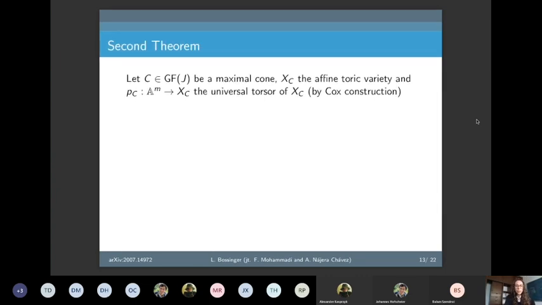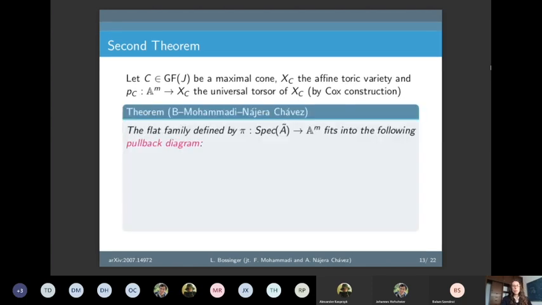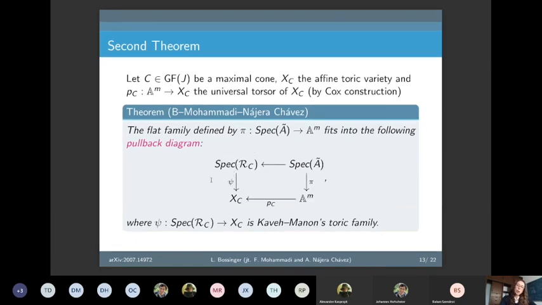So in the same situation as before, C is still our maximal cone, XC is the toric variety, and PC denotes the morphism from the affine space to the variety XC. Then our flat family, defined by the lifted algebra E tilde, fits into the following pullback diagram. On the left-hand side here, we have the toric family given by Kaveh-Manon's construction. And down here we have the morphism from the affine space to the toric variety, and the pullback diagram of these two morphisms actually contains our flat family on the right-hand side.